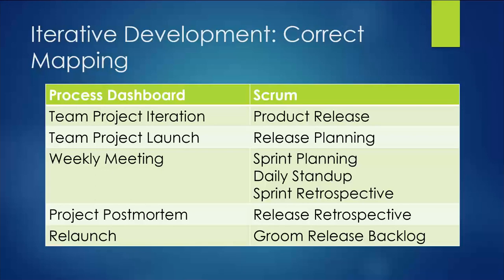release planning. And the weekly meeting that high maturity teams generally do includes aspects that basically encompass everything from sprint planning to the daily stand-ups to also the sprint retrospectives. All of those things basically fall under the same umbrella as the TSP weekly meeting. And then the TSP's postmortem at the end of an iteration is the same thing as the retrospective for a release, not the retrospective for a sprint. And the relaunch in the TSP concept really maps to what we would think of as grooming the release backlog.